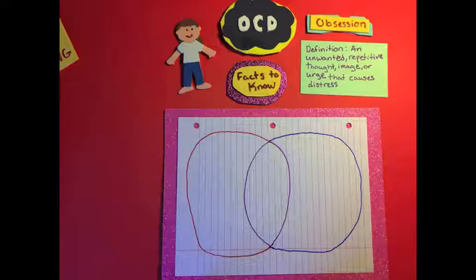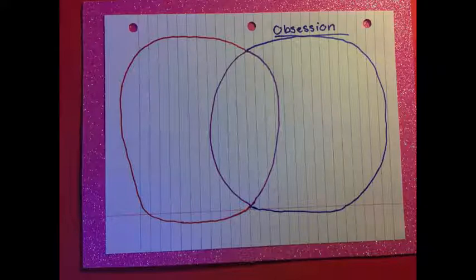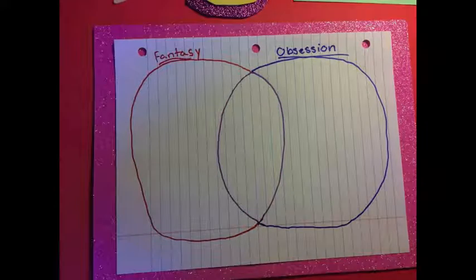This video is in the Facts to Know category because it provides basic information about OCD, and we are continuing to discuss obsessions, which are unwanted repetitive thoughts, images, or urges that cause significant amounts of distress. Using a Venn diagram, I am going to contrast obsessions, and I mean obsessions in the obsessive compulsive disorder way, not the "I'm so obsessed with Justin Bieber" way, versus fantasies.